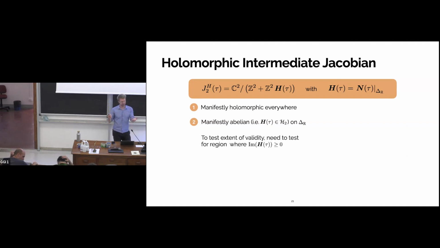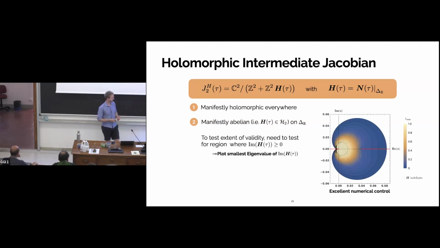But then you have to figure out what is the extent of the validity of this abelianness. For this, you can look at the lowest eigenvalue of the imaginary part of this Jacobian and see once it becomes 0. You can just plot the smallest eigenvalue. So you test the positive definiteness of the imaginary part, and you find that it extends quite far. Within this entire blue region, you have a valid Jacobian associated to your Calabi-Yaus, which is holomorphic in Z, and which defines an abelian variety.